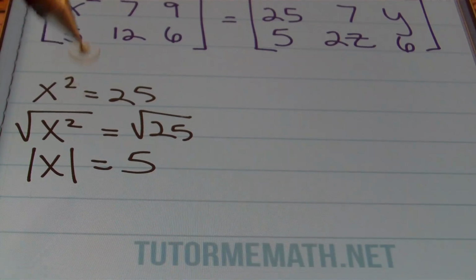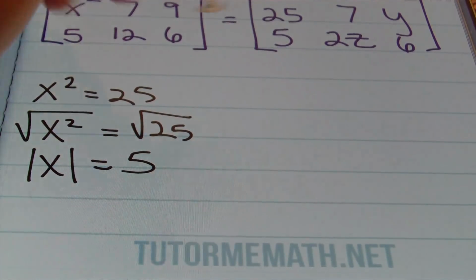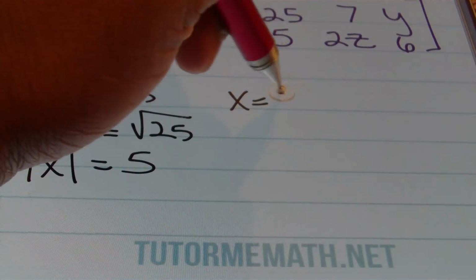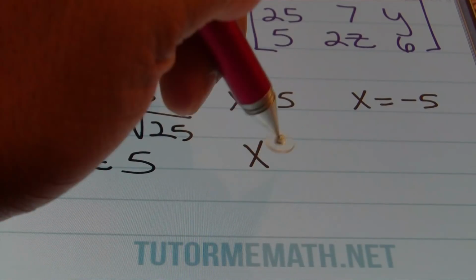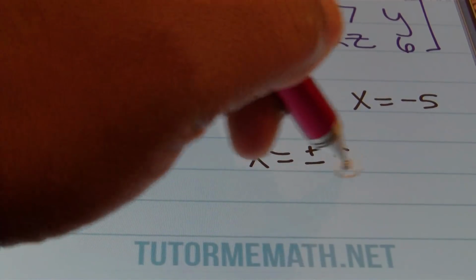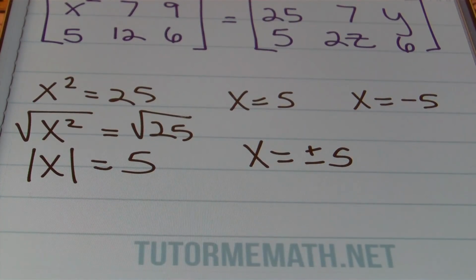However, solving for this absolute value, we're trying to find a distance from 0 that's equivalent to 5. So we can be 5 places away from 0 at positive 5 or at negative 5, right? That means that your solution could be written like this for x, or you could say that x equals plus or minus 5. Either way is correct. Done and done. And that's the square root property, ladies and gentlemen.